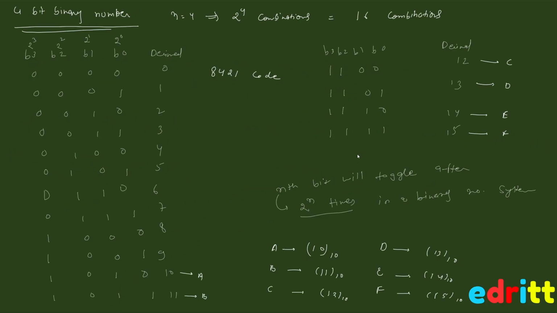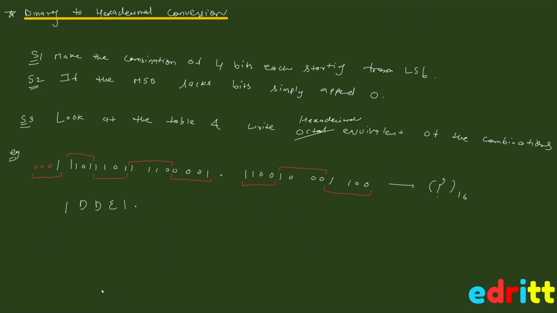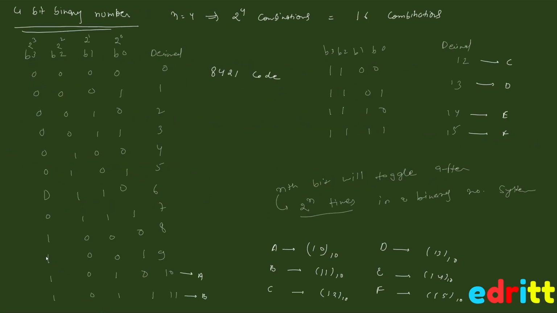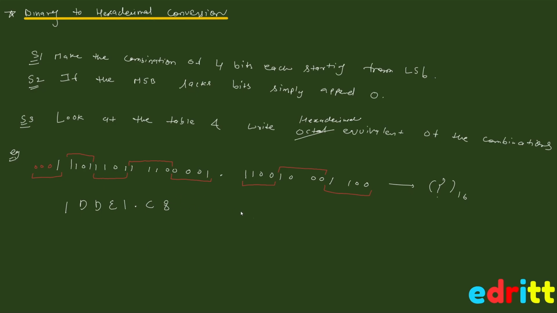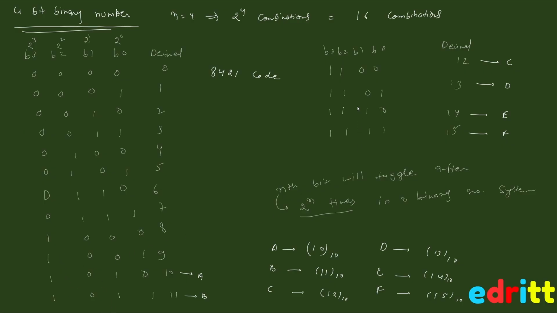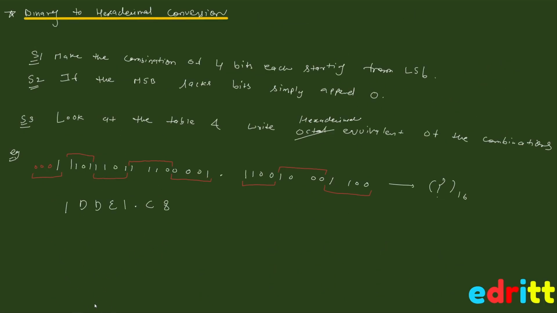Now this 0001 has the equivalent 1. The equivalent of 1100 is C. So I'll write down C. Then 1000, the equivalent of 1000 is 8. So I'll write down 8. Then the equivalent of 1100 is C. So I'll write down C and then I'm done. This is the hexadecimal equivalent of this binary number.